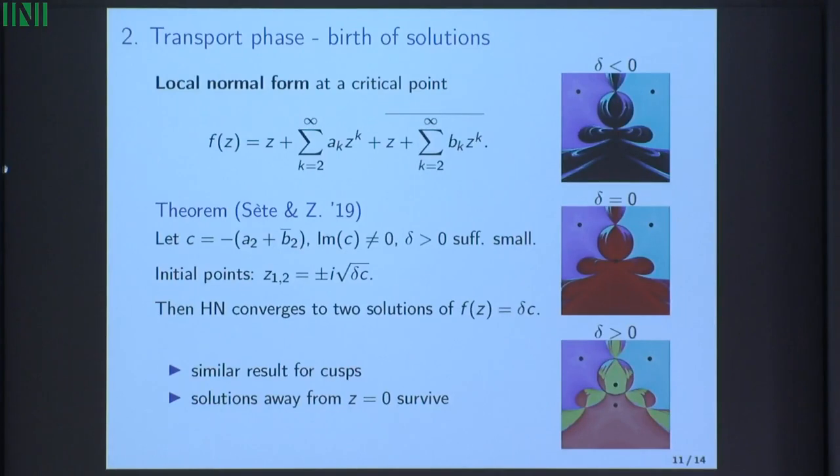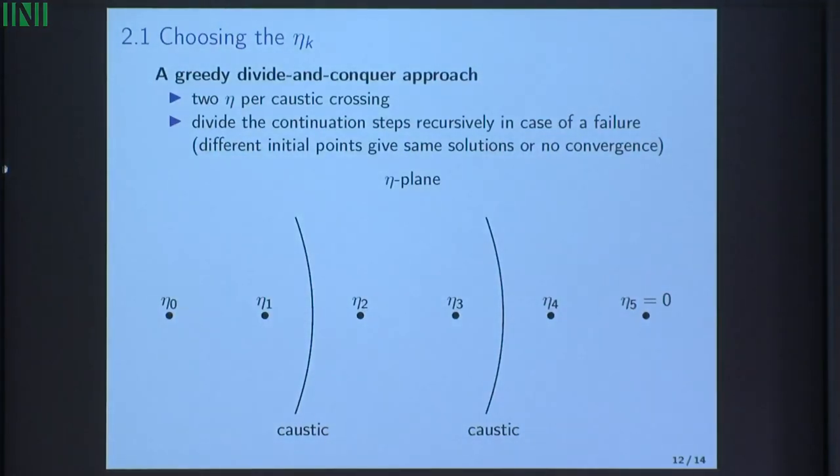And we have similar results for cusps and solutions. This is only local, so the other solutions will stay. So for small eta it will work for additional or fewer solutions, or if the number of solutions is the same. But the problem is now, of course, a very small step.